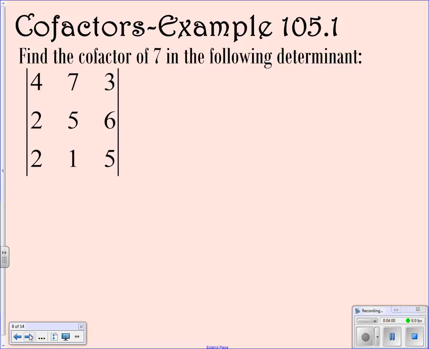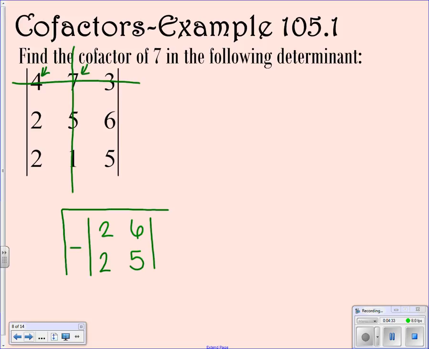So we're going to find the cofactor of 7 in the following determinant. So we need to cross out both the row and the column that the 7 is in. So we cross out the top row and the middle column. And the numbers that are left are 2, 2, 6, and 5. Now that is our minor. All we need to add to our minor is the sign. Well, the 4 has a positive, the 7 is a negative because it comes next. And so that would be our cofactor for that determinant.